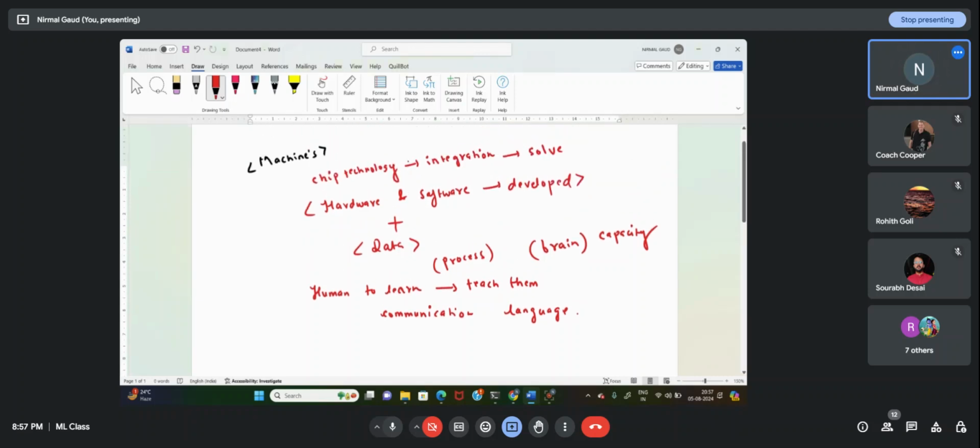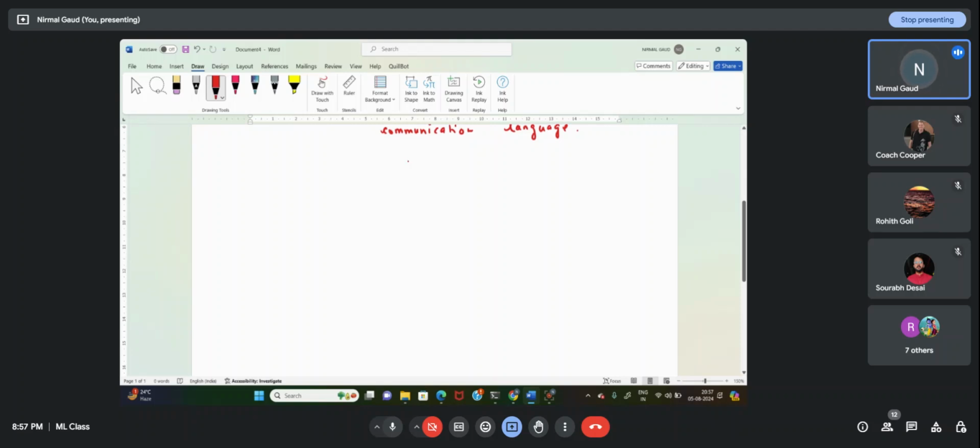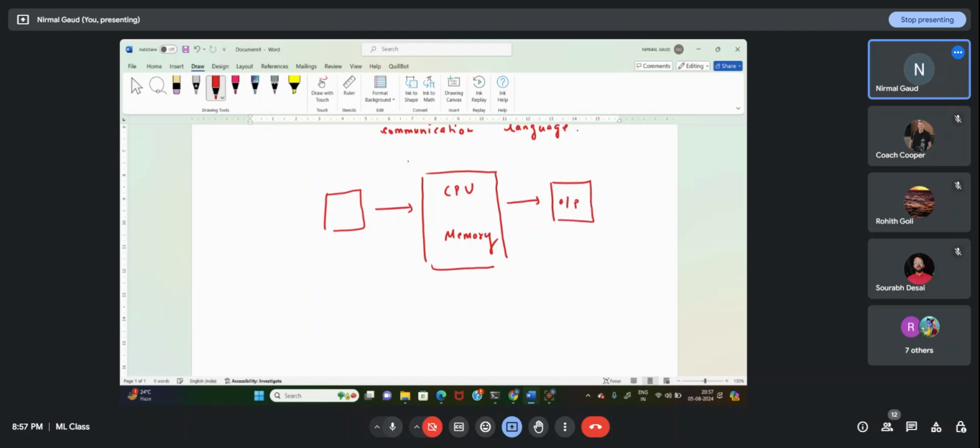Similarly, as I told you, machines were developed to help us, like we give a problem. The basic architecture of machines was something like this previously. You give the input to this model, which has a CPU and memory. These two components were present, and this gives the output. This was the basic model of a machine. The CPU processes it, memory remembers, and whatever the results are, they are displayed on the output.